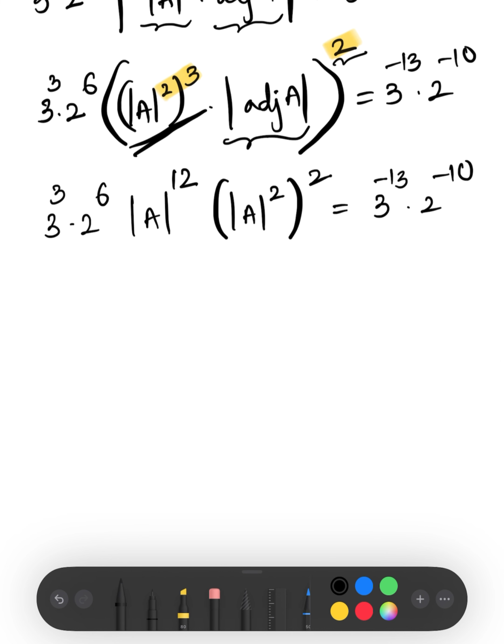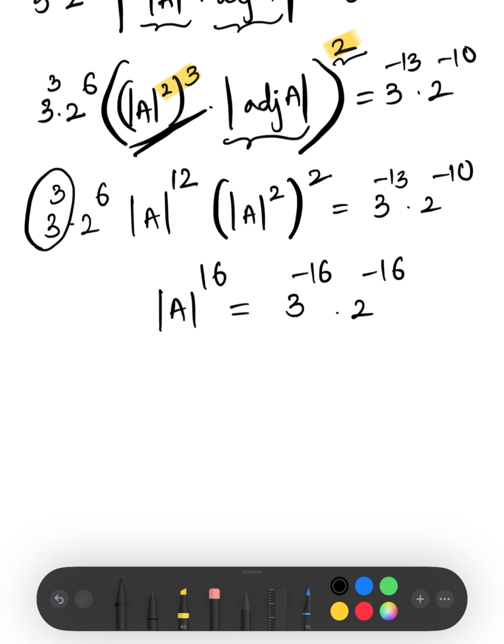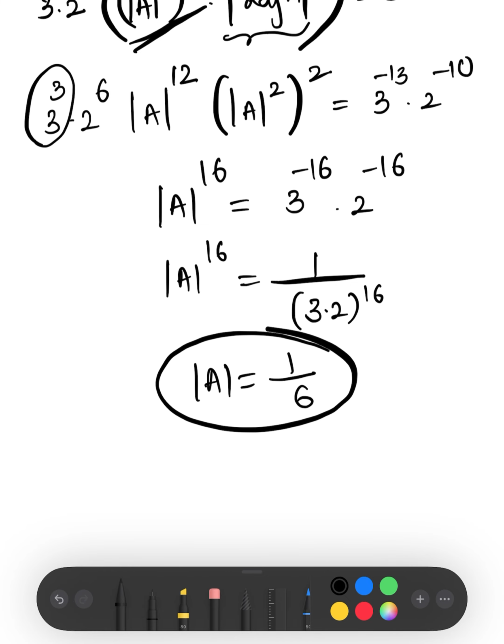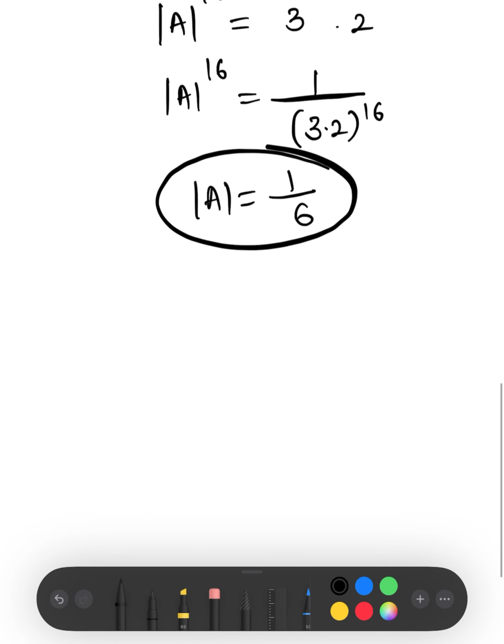Okay, fine. Now det A whole power 12, det A whole power 4, that is I can say det A whole power 16 is equal to 3 power minus 16 into 2 power minus 16. Now if I send 3 cube to the right side, 3 power minus 3, 3 power minus 16. So that det A whole power 16 equal to 1 by 3 into 2 whole power 16, so that det A equal to 1 by 3 into 2, we can say that it is 1 by 6. We got det A value is 1 by 6.